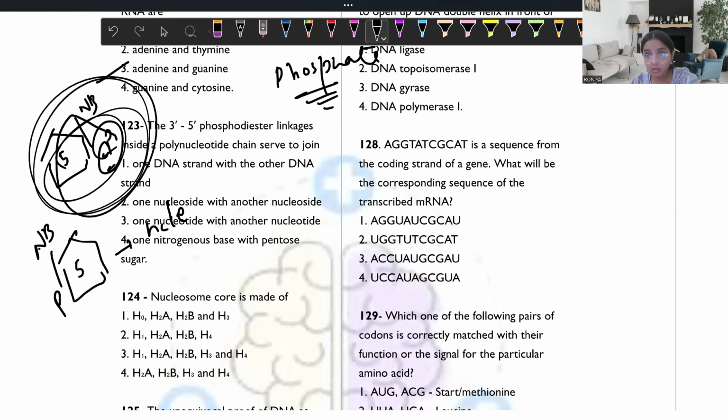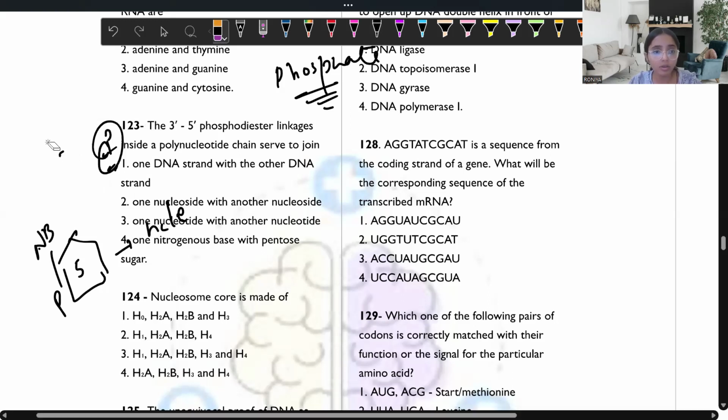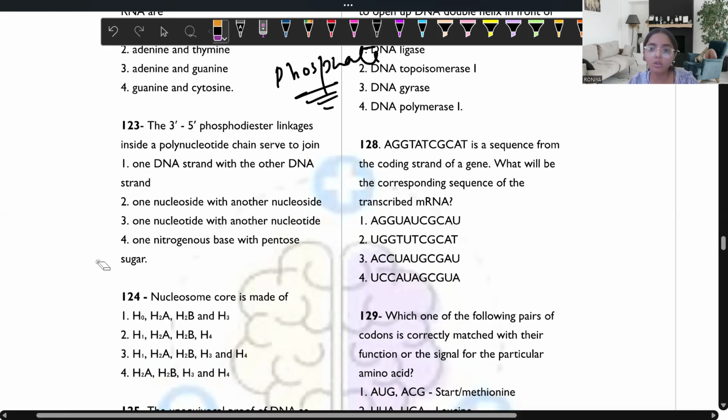So phosphodiester bonds are joining nucleotides to form a polynucleotide chain. Understood now? It's a very easy question. The answer to this question is option number 3, which is one nucleotide with another nucleotide.